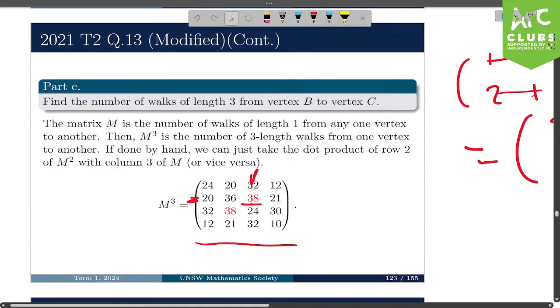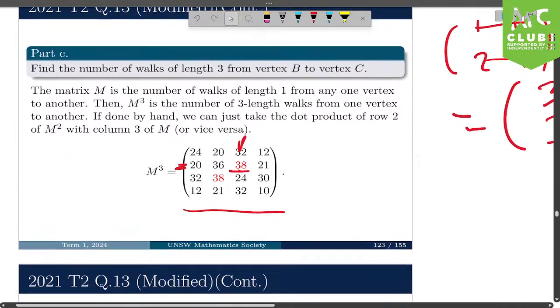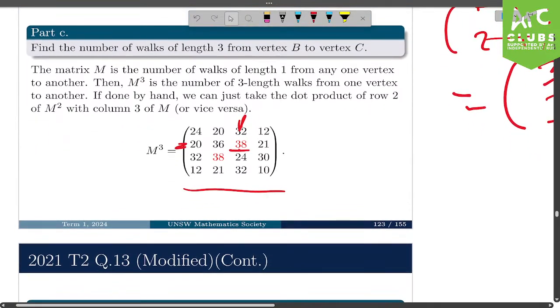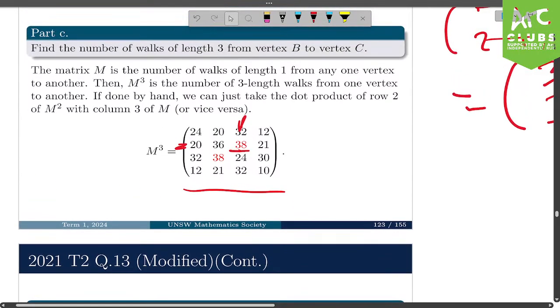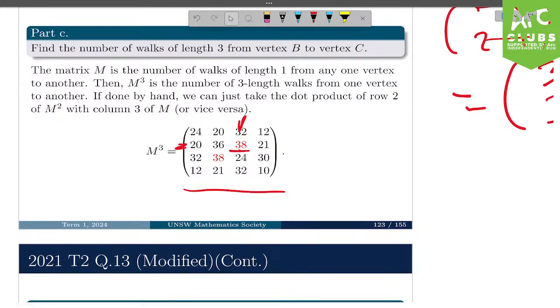Alternatively, I think most people would be doing this online. So you can just calculate this on a computer. Yeah, so on a computer, in a computer lab, with access to Maple, you can simply calculate m cubed.